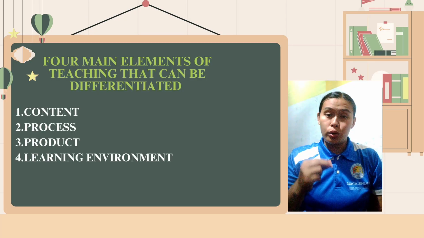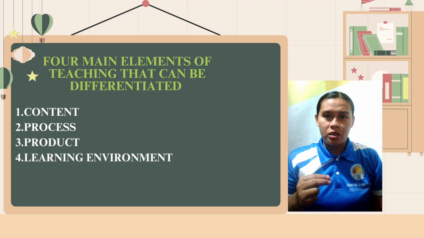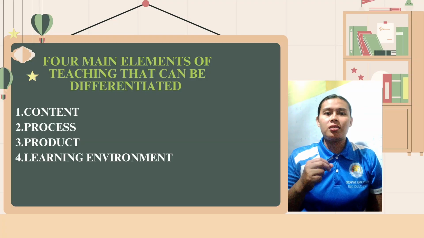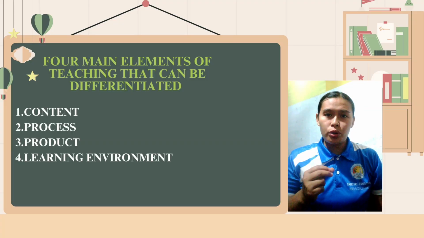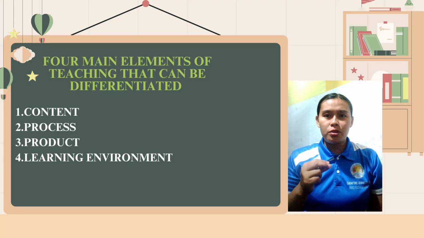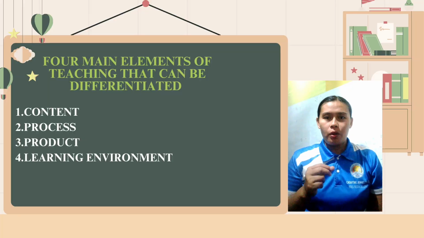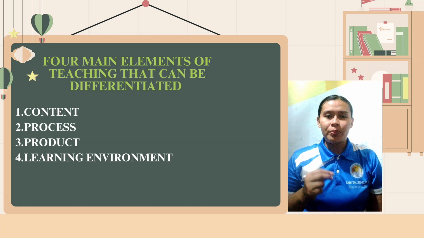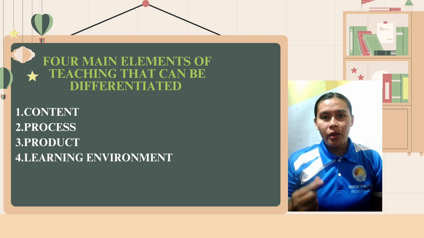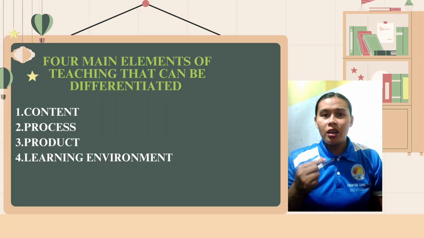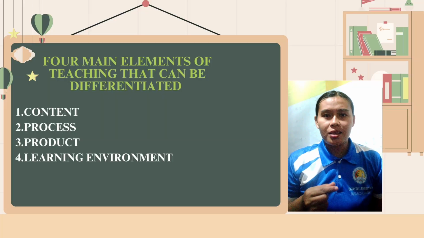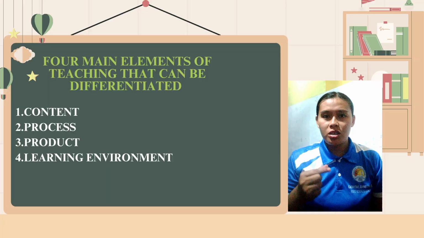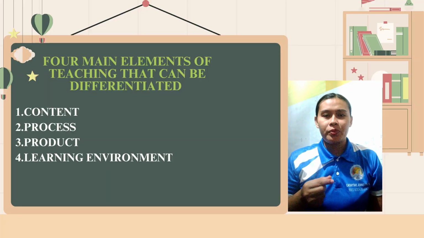Content is what students learn. That means teachers can change or adjust the lesson materials so all students can understand. For example, some students may use pictures, videos, or simple text, while others may use more detailed readings or challenging activities, even though the topic is the same. The level of difficulty or materials can be different to match each student's abilities.